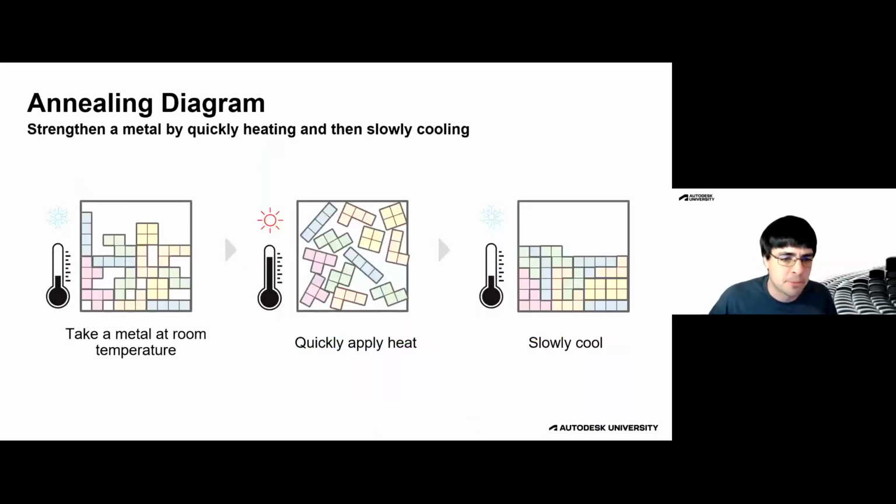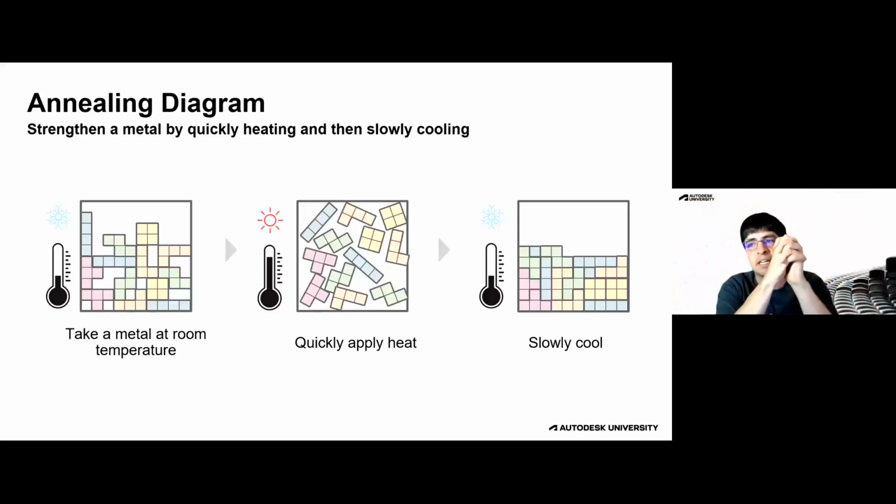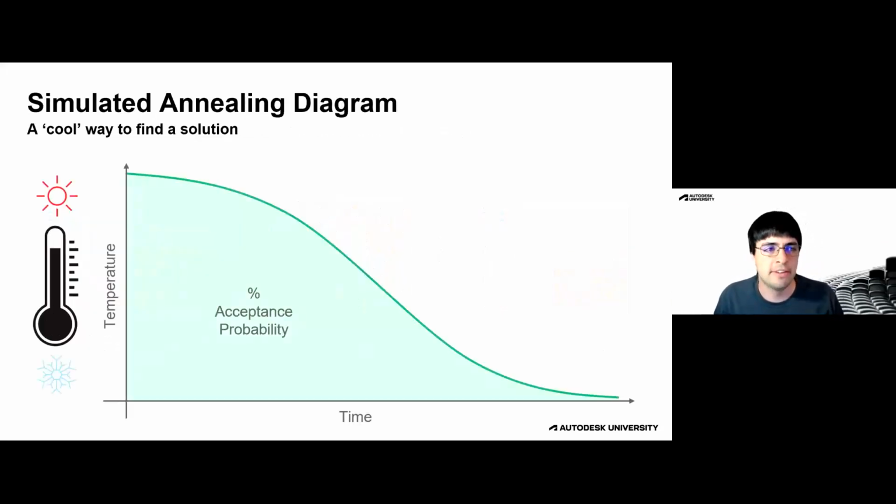It's very customizable. So this is how annealing works in a really broad sense. You take a metal, imagine these Tetris pieces are like the molecules, right? And you apply heat to it, and the molecules start moving around real fast, and then when they slowly cool, they form into a stronger, I'll say better, arrangement. That's annealing. So what is simulated annealing?